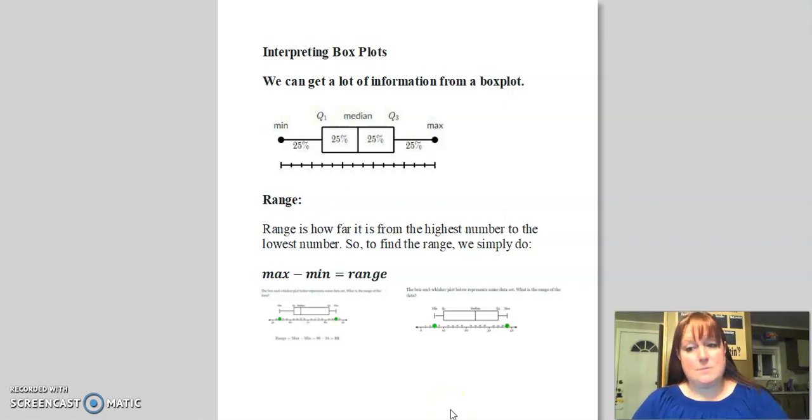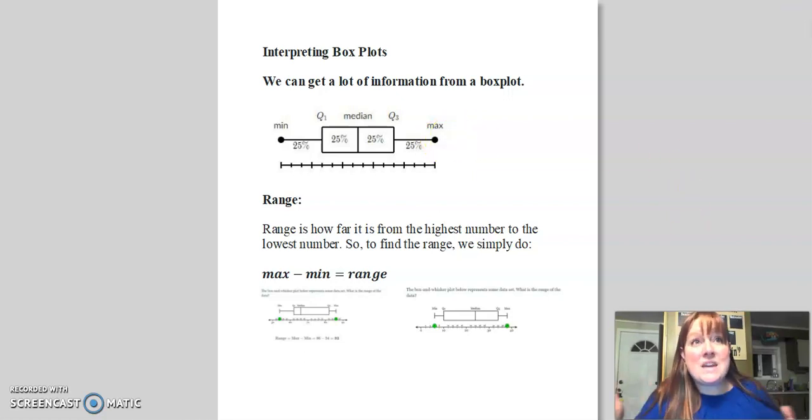We know how to draw a box plot. We know how to find a 5-number summary, and we know how to look at a box plot and figure out what that 5-number summary is just by looking at it, because it tells us our minimum, our first quartile, our median, our third quartile, and our maximum. So we can find all that information from a box plot.